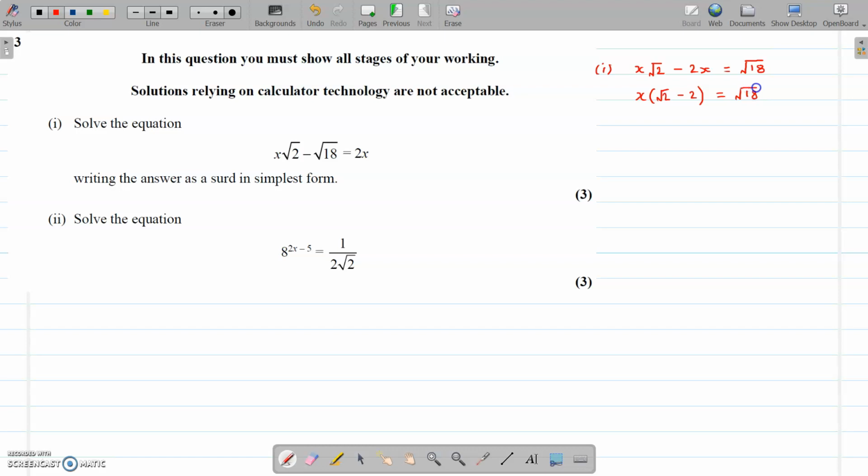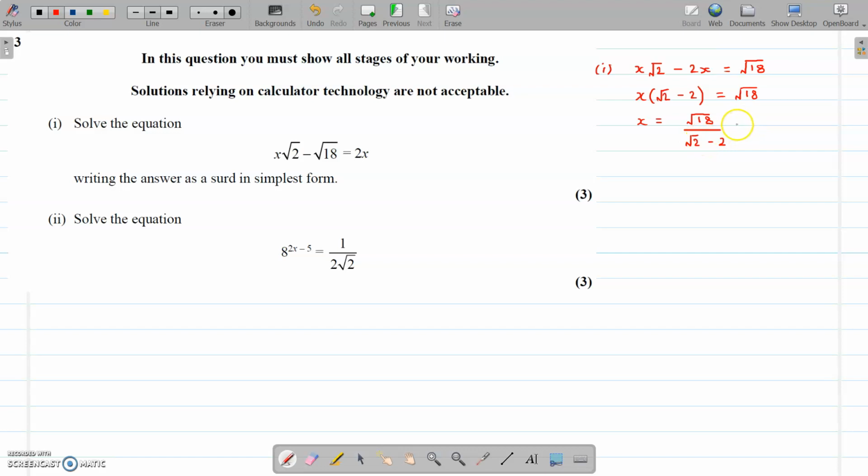And now I just divide both sides by root 2 minus 2. So I can say that x equals root 18 on the top, and underneath I've got root 2 minus 2, like that. And make sure your square root sign stops there because it's just the 2 that you're rooting there.